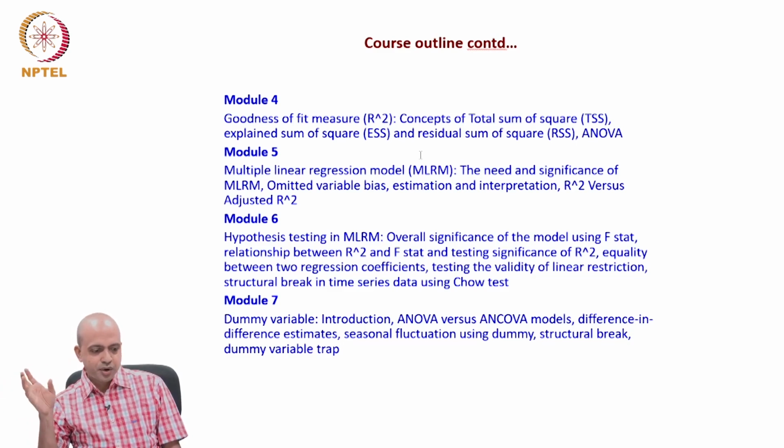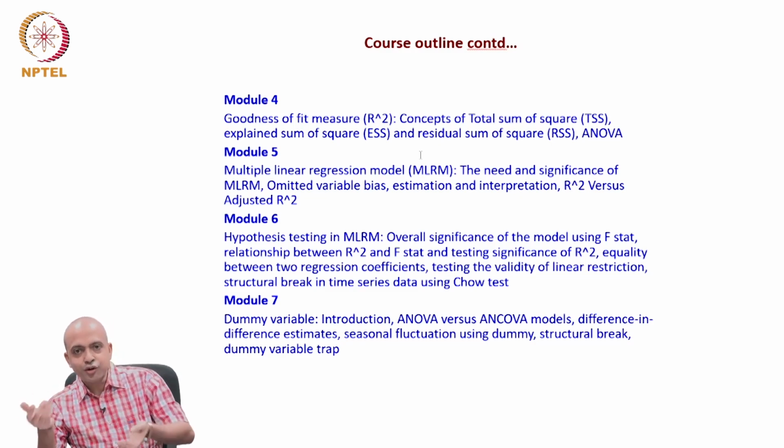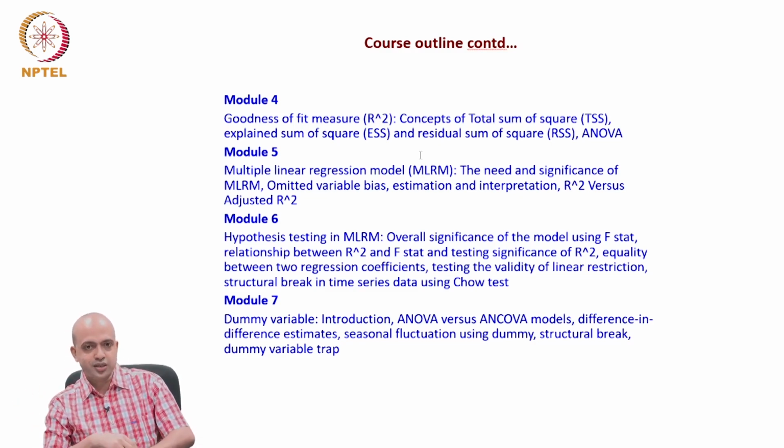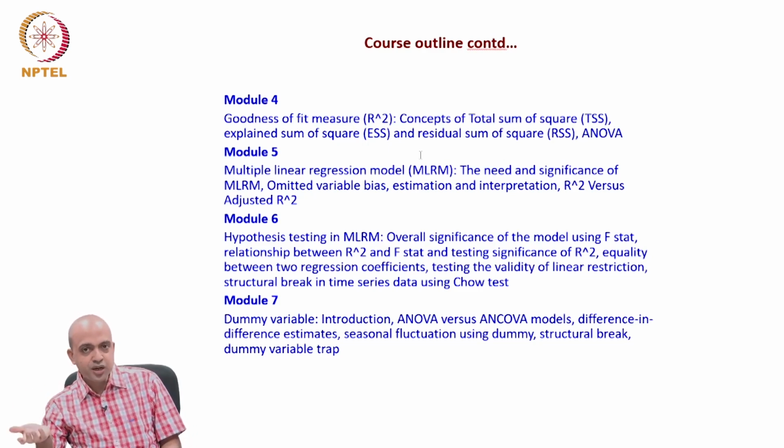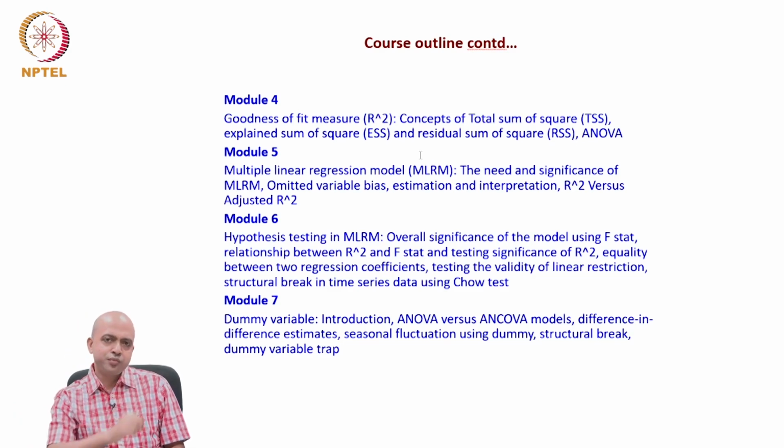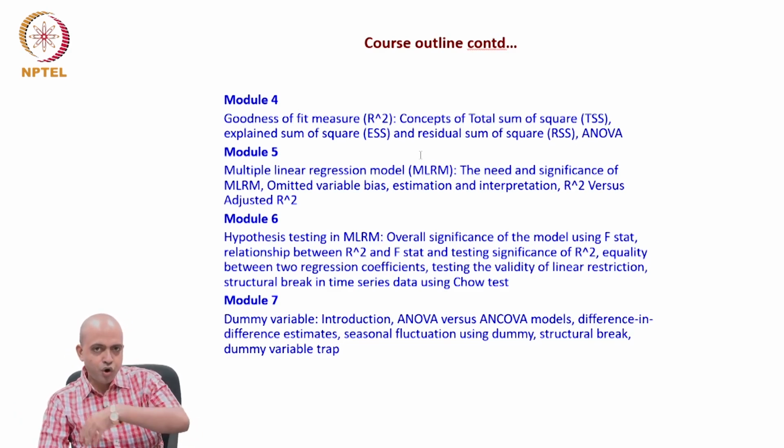That is all right, but first of all we need to learn what is the objective and significance of a multiple linear regression model. And we would be learning the importance of multiple linear regression model in the context of omitted variable bias. So, that means there might be several other factors apart from income that might also have some impact on consumption. If we do not include them, then your model may suffer from an omitted variable bias.